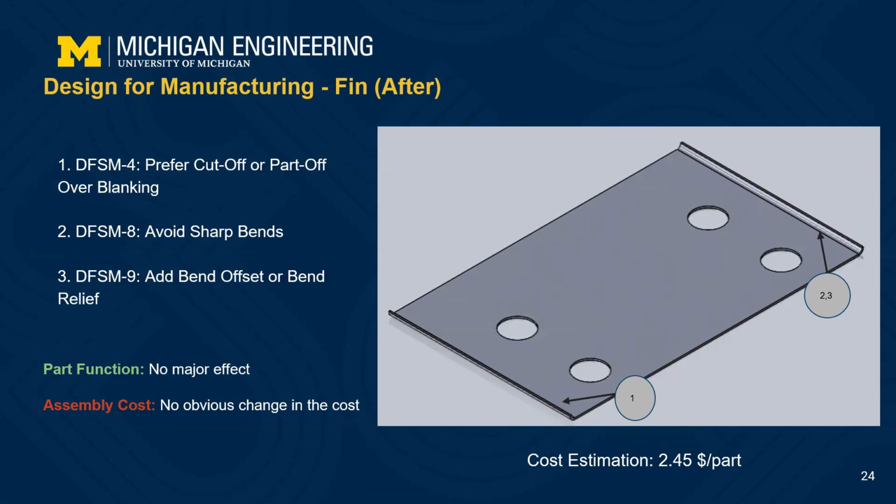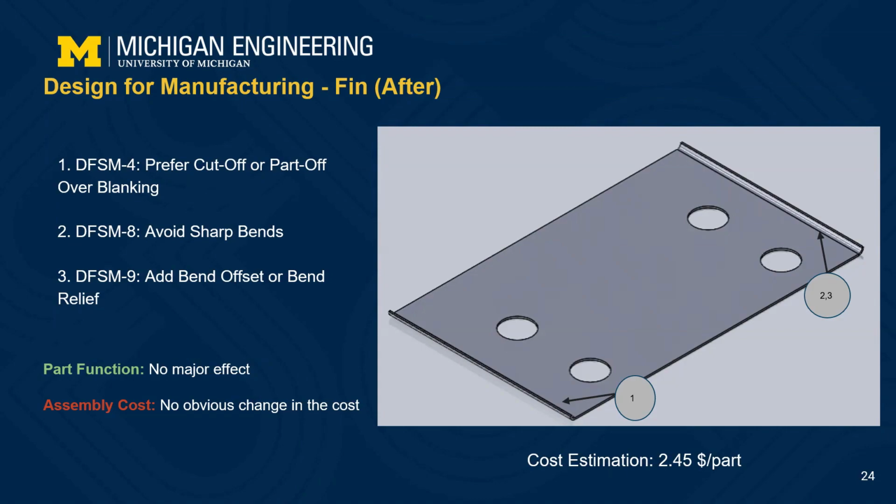First, sharp bends were removed from the tabs in the original design following DfSM Rule 8. There was also bend offset included, which was not previously added, again following DfSM Rule 9. Finally, following DfSM Rule 4, the part, due to previous changes made, was using cutoff over blanking method to manufacture the part, and also the overall length of the part was reduced. These changes did not result in any major effect on the part function.